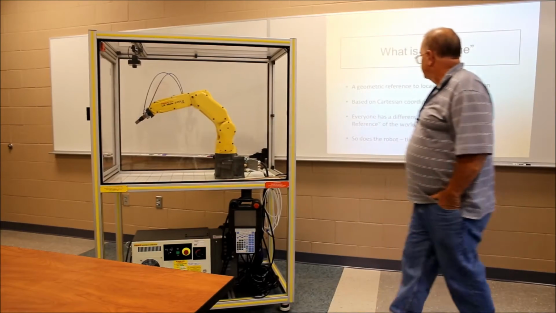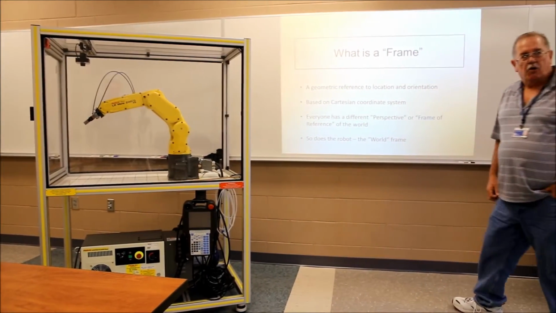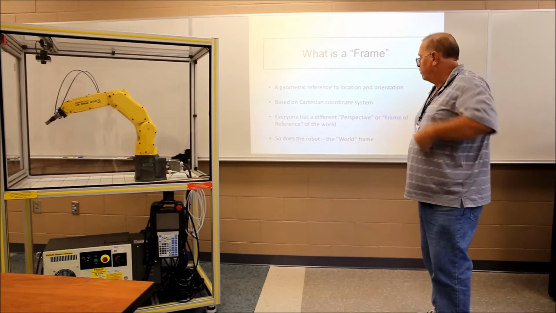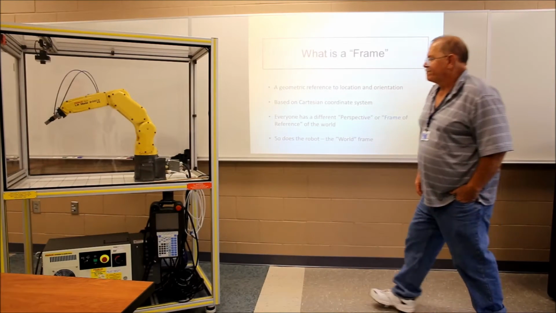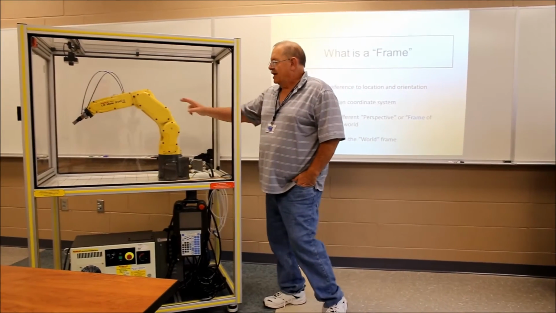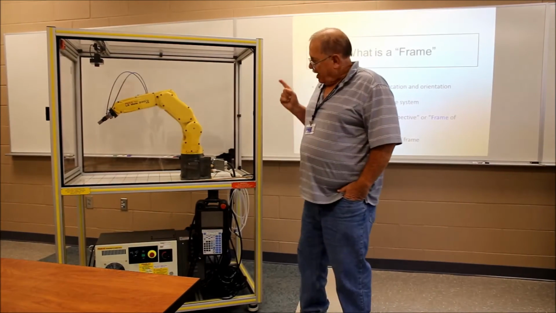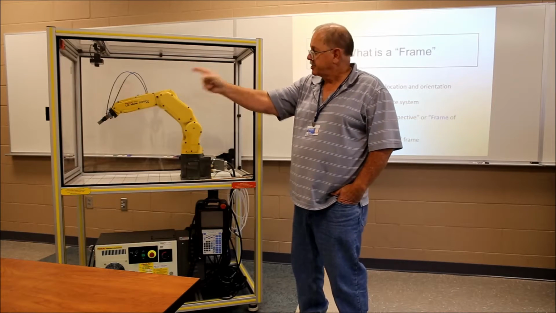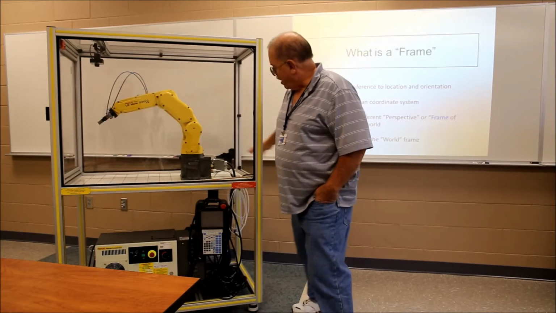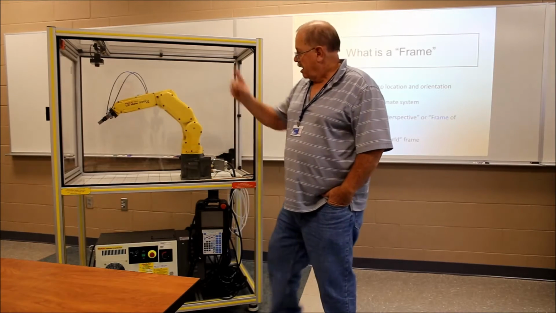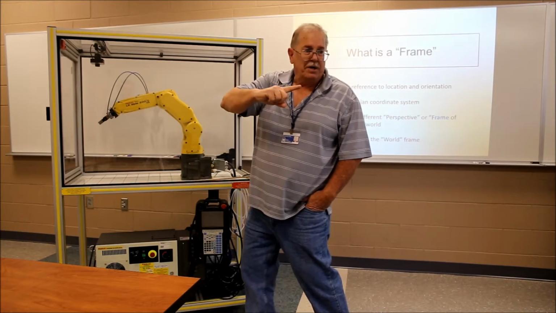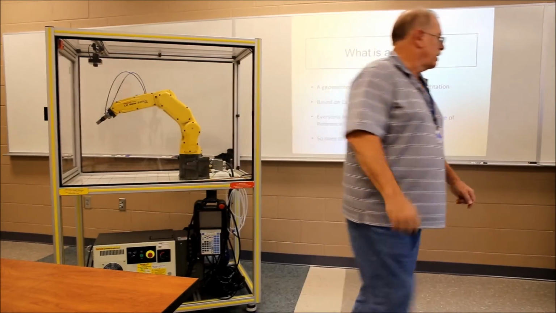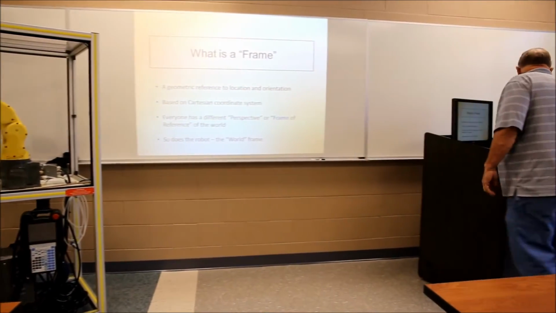We're based on the Cartesian coordinate system. Cartesian coordinate system, as you guys remember from algebra, is X, Y, and Z. That's our basic coordinates. So the robot, the X coordinate for the robot is this direction. So when the robot moves, if we tell it to go in the X direction, it will move away from the cables here. The Y representation will be at 90 degrees to it, and then the Z, in this case, is up. Now that's not always the case.